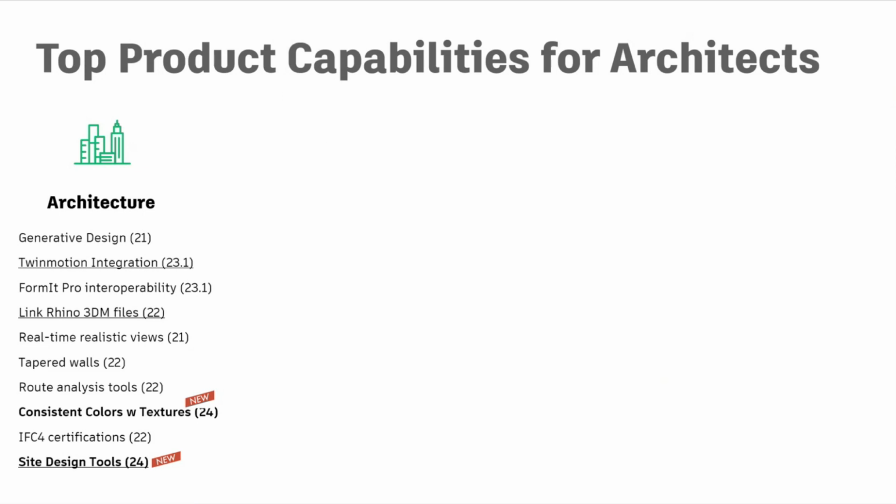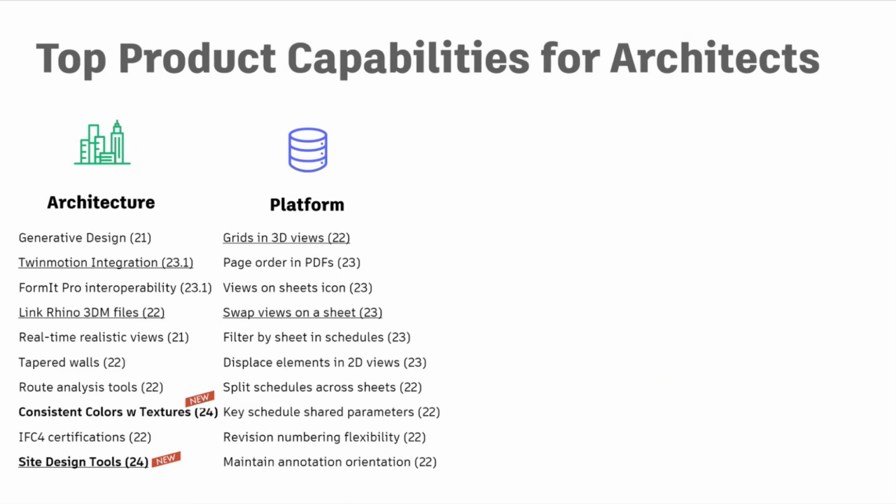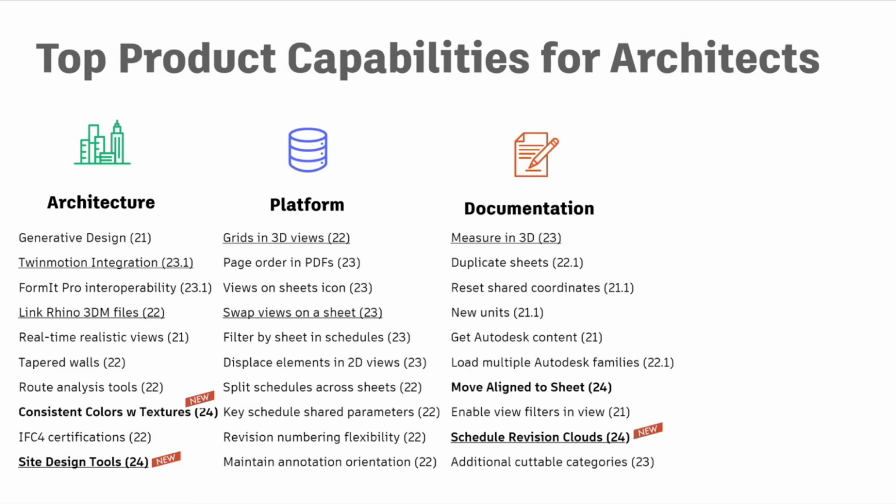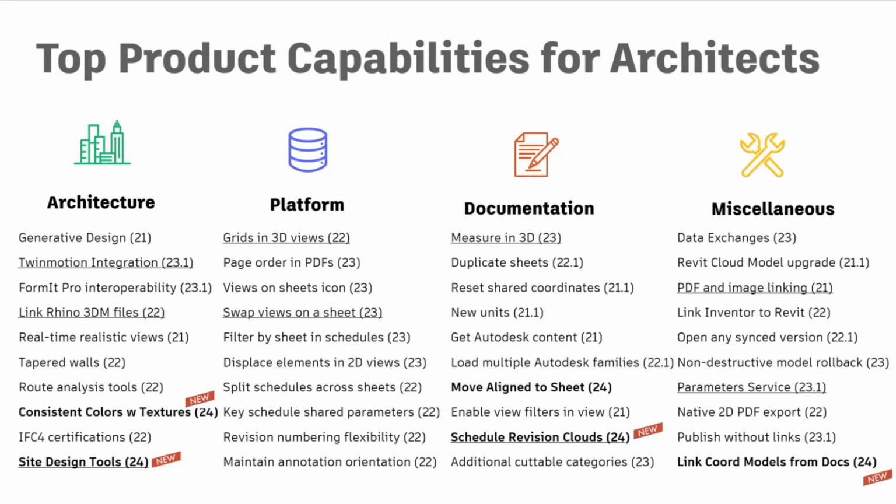Some new things for 24 is we've got this texture tool in the graphic display. The site design tool is a big one for anybody who's struggled with site design or landscape architecture. A number of new things here within the general platform. Documentation, simple things like being able to schedule revision clouds. You can do that in the new 2024, and more tools to move align views to sheets. And then in the miscellaneous items, linking coordination models from Autodesk Docs, or looking at some of the interoperability with the data exchange and the new parameter service, which we'll get into.